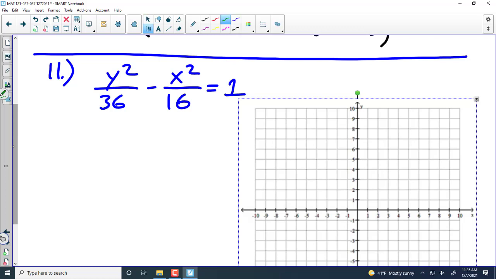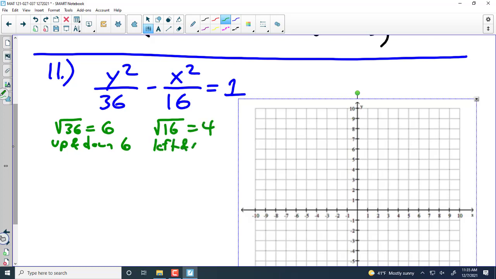So, because y squared comes first in this one, the square root of 36 is 6. We're going to move up and down 6. And since the square root of 16 is 4, we're going to move left and right 4 to get our 4 key points that will help us draw our fundamental rectangle.